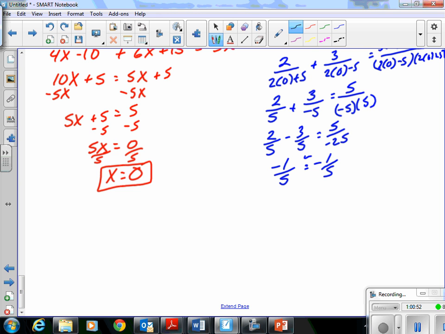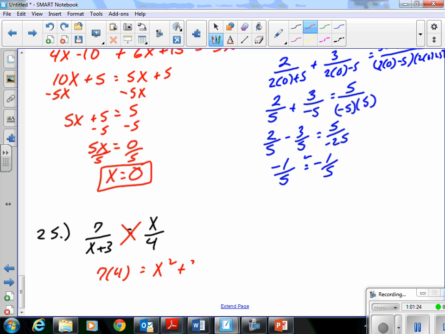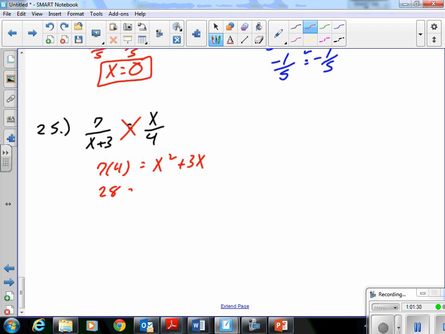All right, then lastly, number 25. Got 7 over x plus 3 equals x over 4. So here we got two fractions set equal to each other, so we can actually solve this one a little differently. We can cross multiply just like they're a proportion, and that's going to give us 7 times 4 equals x squared plus 3x, or that'll be 28 equals x squared plus 3x.